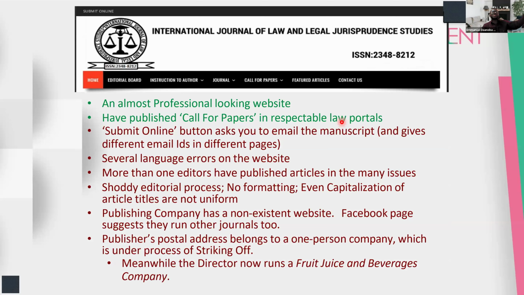And they have published a call for papers in respectable law portals. They will put that. Then there is a submit online button, and it asks you to email the manuscript and gives different email IDs on different pages. That is one of the things. Then in the communication they are having with you, there is language error. Even on the website, they can't spell some words well. More than one editor has published articles in the same issue. Go and check the journal. One editor all throughout, he is publishing every issue. He has papers or a paper.